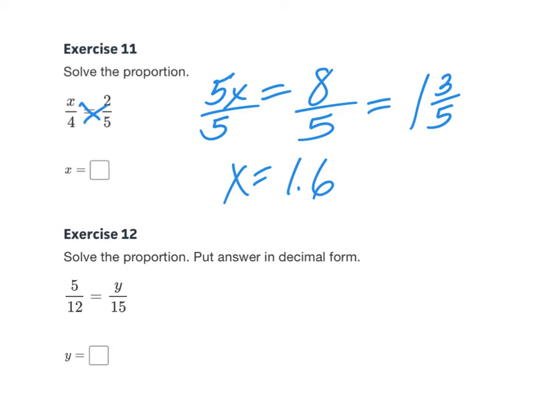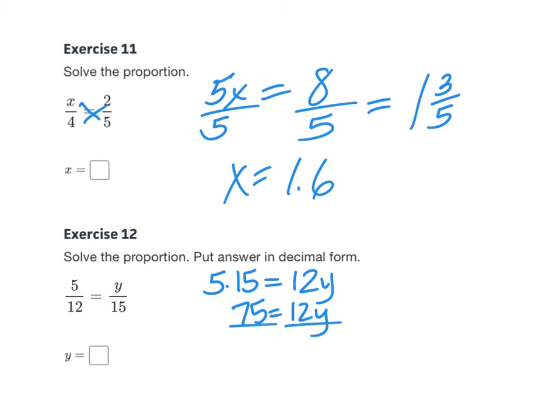All right, 5 to 12 is equivalent to y to 15. Again, I'm just going to use cross products to solve this. So 5 times 15 equals 12 times y, or 12y. So I have 75 equals 12y.